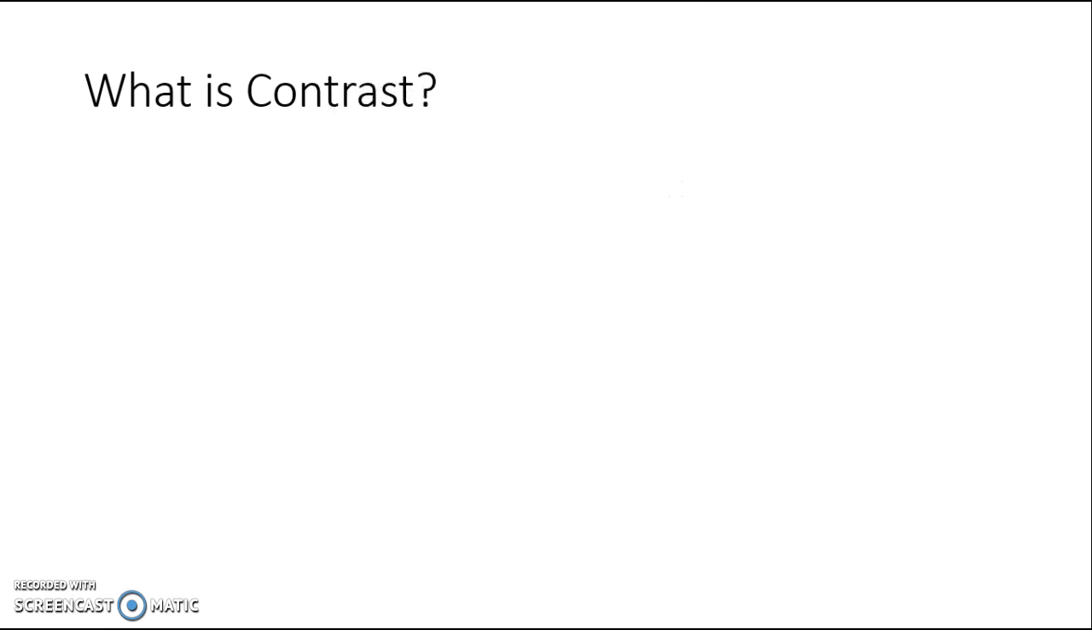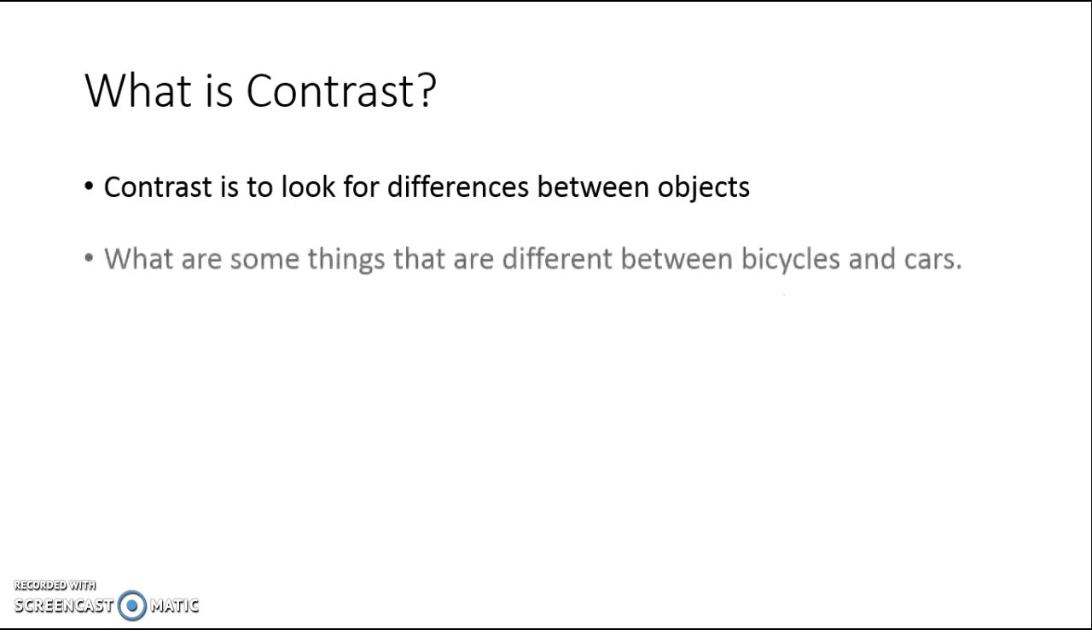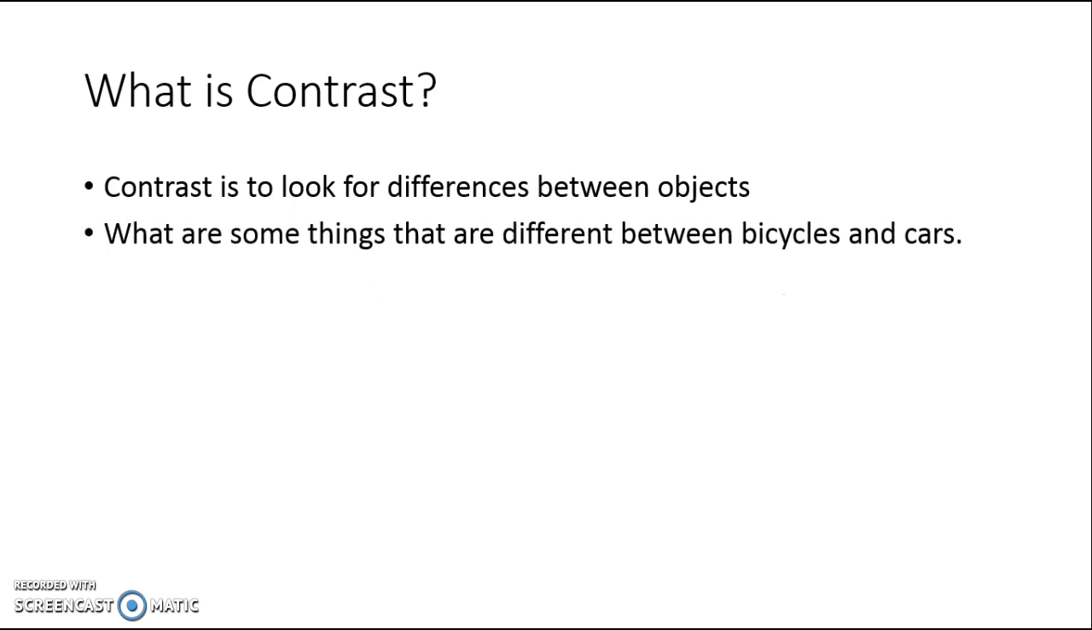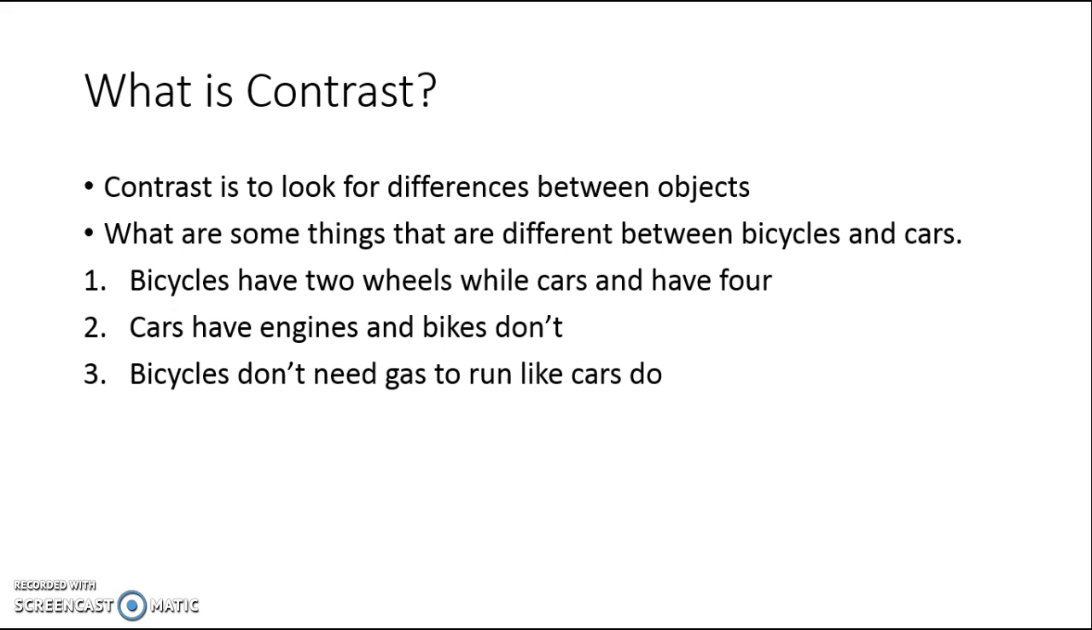Now, what is contrast? Contrast is to look for differences between objects. What are some things that are different between bicycles and cars? Bicycles have 2 wheels, while cars have 4. Cars have engines and bikes don't. Bicycles don't need gas to run like cars do.